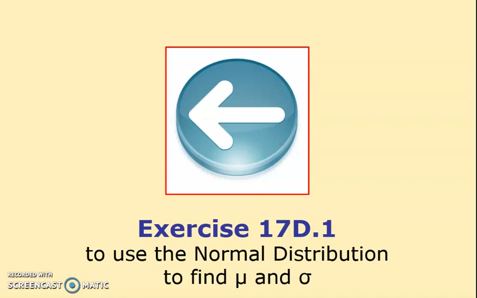This is exercise 17D.1, because we actually come back to this again in year 13. As I've already explained, we do a bit of the normal distribution, which is thought of as a year 13 topic, but we do it early in year 12 just to get a head start on it. But this is one part that we'll come back to next year.